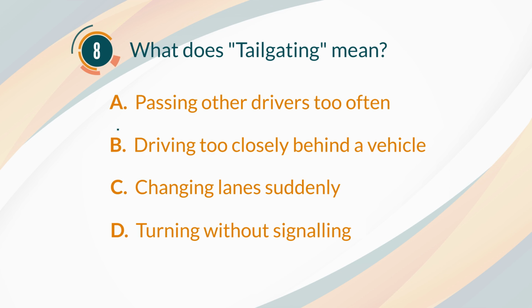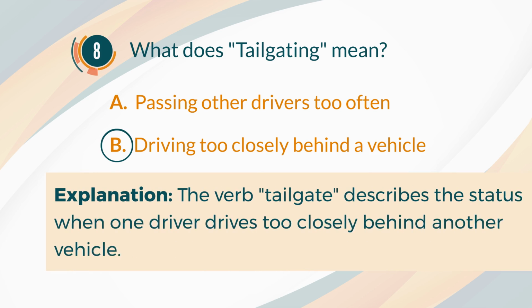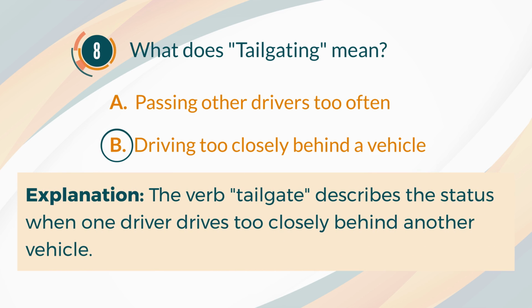The correct answer is B. Driving too closely behind a vehicle. Explanation. The verb tailgate describes the status when one driver drives too closely behind another vehicle.